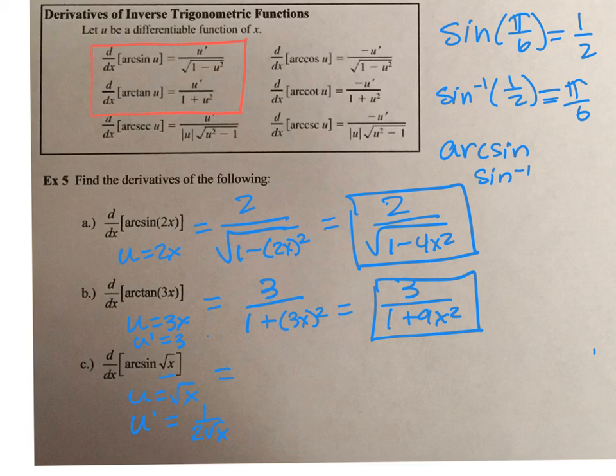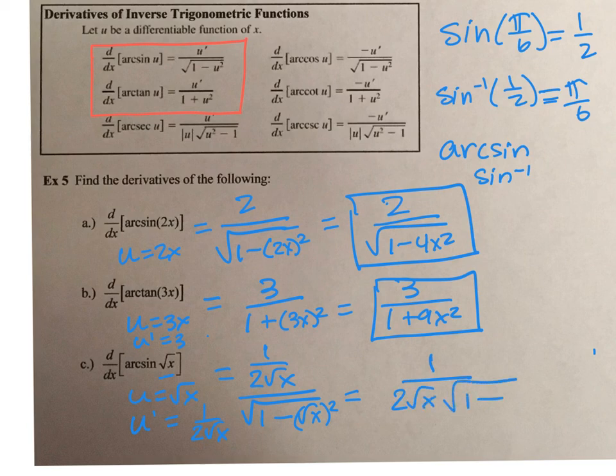So u prime is 1 over 2 times the square root of x, and then we're going to put all of that over the square root of 1 minus u squared. Remember, u was the square root of x, so we're going to square that. Okay, and then simplifying that just a little bit, we can bring this 2 square root of x down here in the denominator. So let's just go ahead and write our final answer as 1 over 2 times the square root of x, and then times the square root of 1 minus, now remember, the square root of x squared is x, so 1 minus x. And we'll just leave our answer like that.